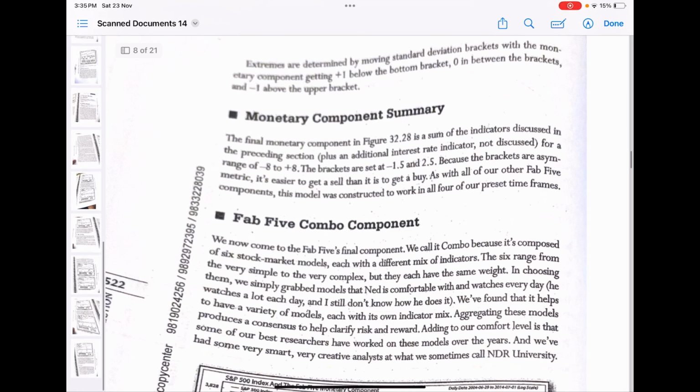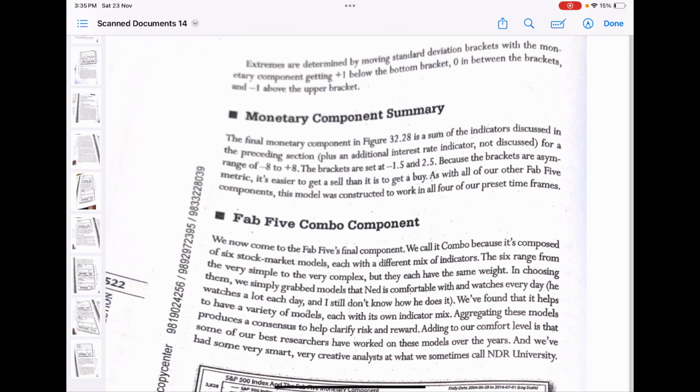Extremes are determined by moving standard deviation brackets, with the monetary component getting plus 1 below the bottom bracket, 0 between the brackets, and minus 1 above the upper bracket. So this is of what? This is of the monetary component which we talked about, the money supply. Now let's quickly summarize the monetary component.